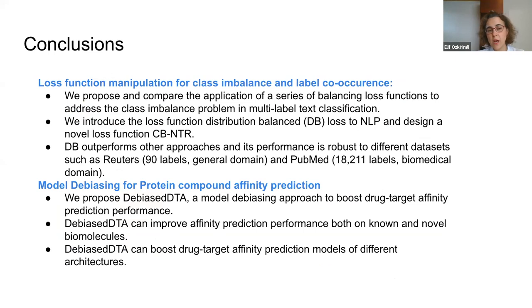And we saw that DB outperforms other approaches, and its performance is robust to different data sets, such as Reuters, which has 90 labels in its general domain, and PubMed, which has 18,000 labels, so a huge number of labels, in the biomedical domain. Then I talked about model debiasing for protein compound affinity prediction, where we proposed a debiased DTA. So using a model debiasing approach to boost drug target affinity prediction performance. And we saw that this debiasing improved the performance for both known and novel biomolecules. And it boosted the affinity prediction models of different architectures.